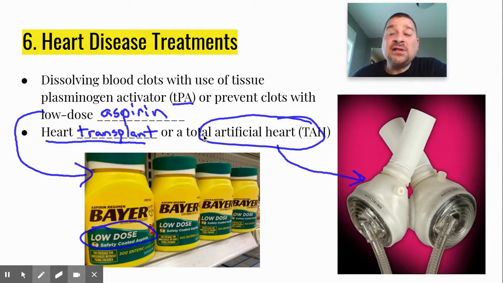There's been some research into using pig hearts, genetically modifying a pig with your own cell surface markers and growing that pig to provide a person a heart that their immune system will not attack, for a better success rate for heart transplants. So it's some cool things that they're working on.